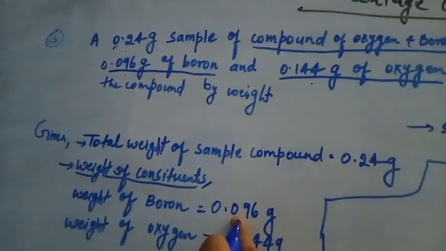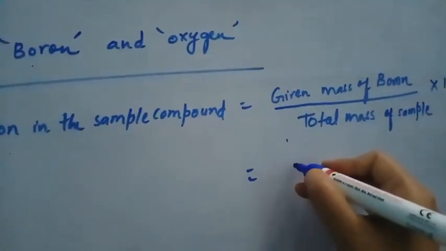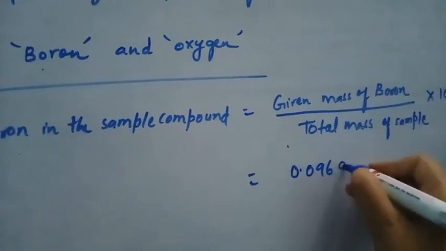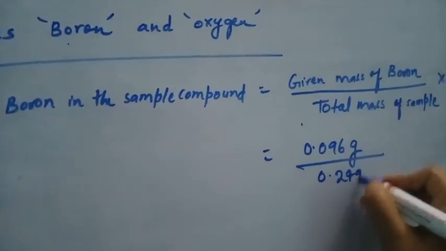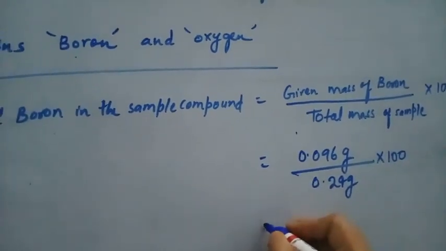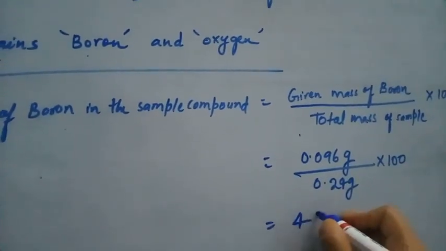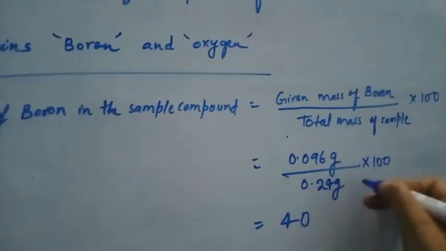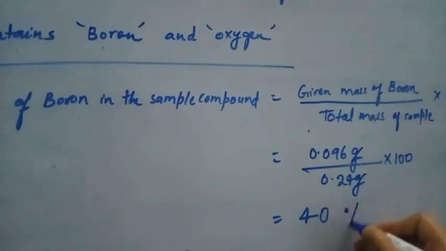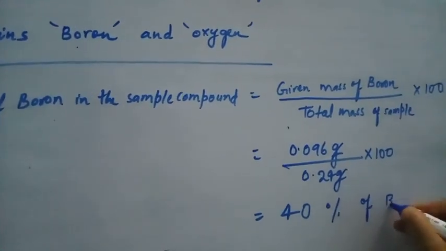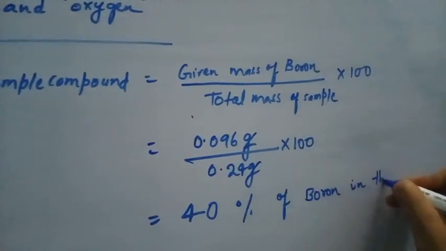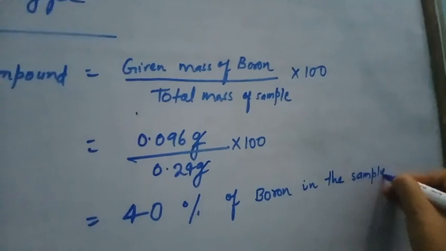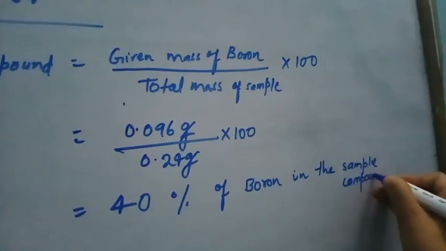Weight of boron is given as 0.096 gram. So we will write here 0.096 gram divided by total mass of sample, which is 0.24 gram, into 100, and we will get here 40. So 40% of boron by mass is present in the sample compound.